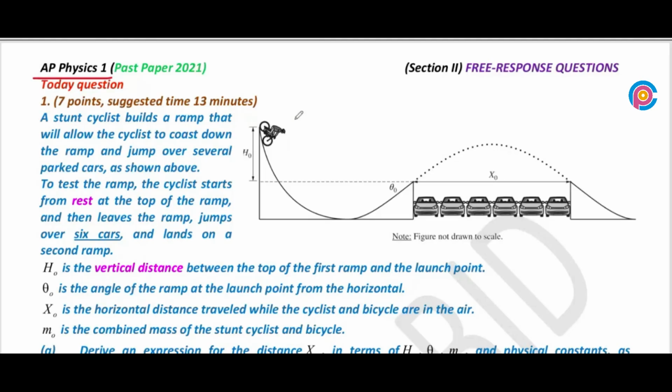Hi, we have the AP Physics 1 past paper 2021. We are discussing the section free response questions. We have question number 1, which carries 7 points.